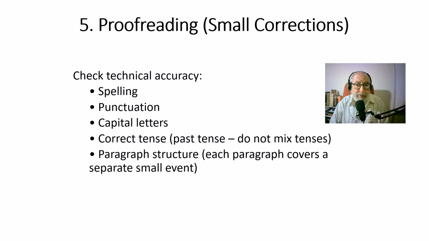Correct tense, that everything is in the past tense, and you don't mix your tenses. You don't write half of a sentence or one sentence in the past and the next one in the future. Everything happened in the past, so everything is in the past tense. Then look at your paragraph structure, that each paragraph covers one event. I've said that on the previous slide as well, but it's always important, and you should do it a second time to make sure that your paragraph breaks are in the right places.